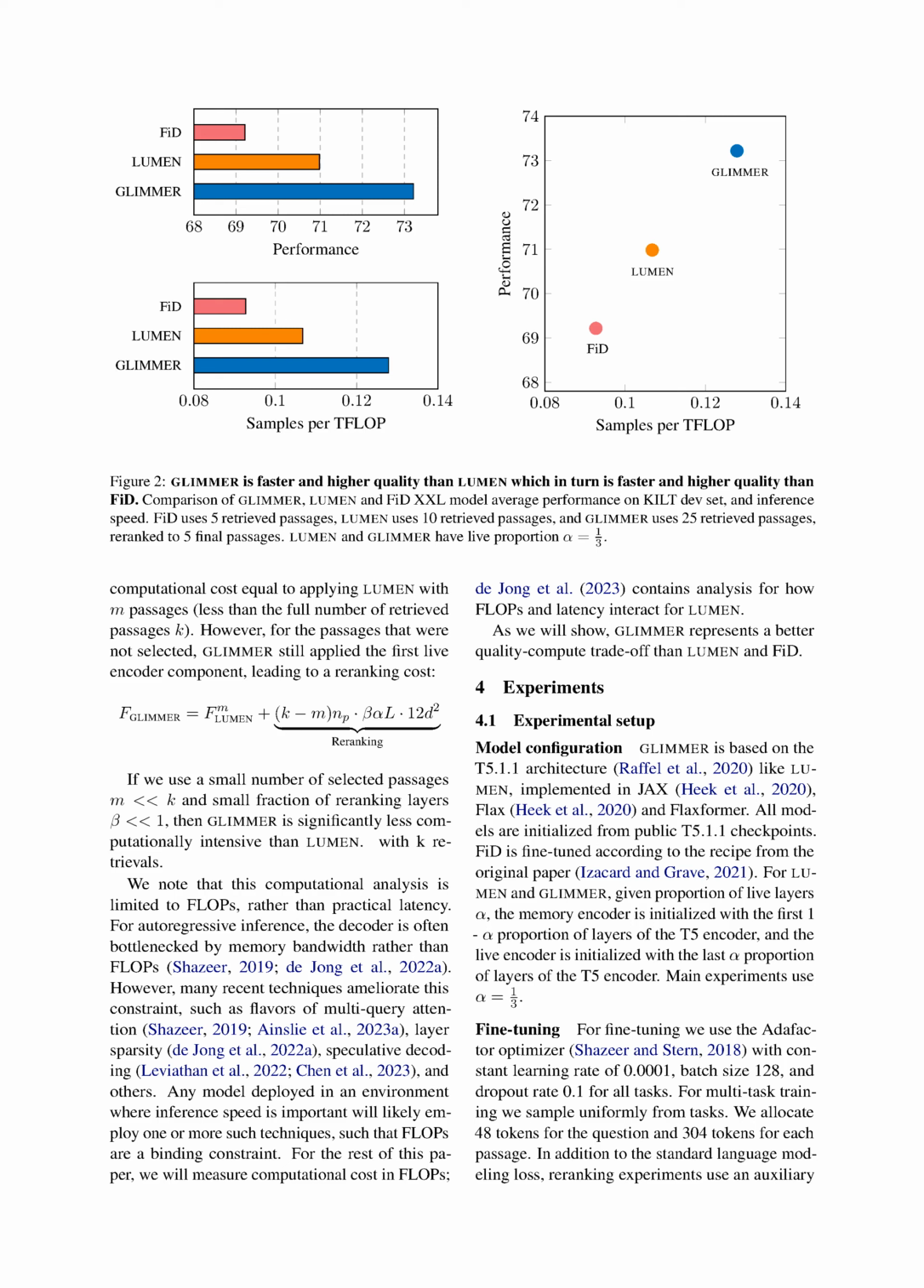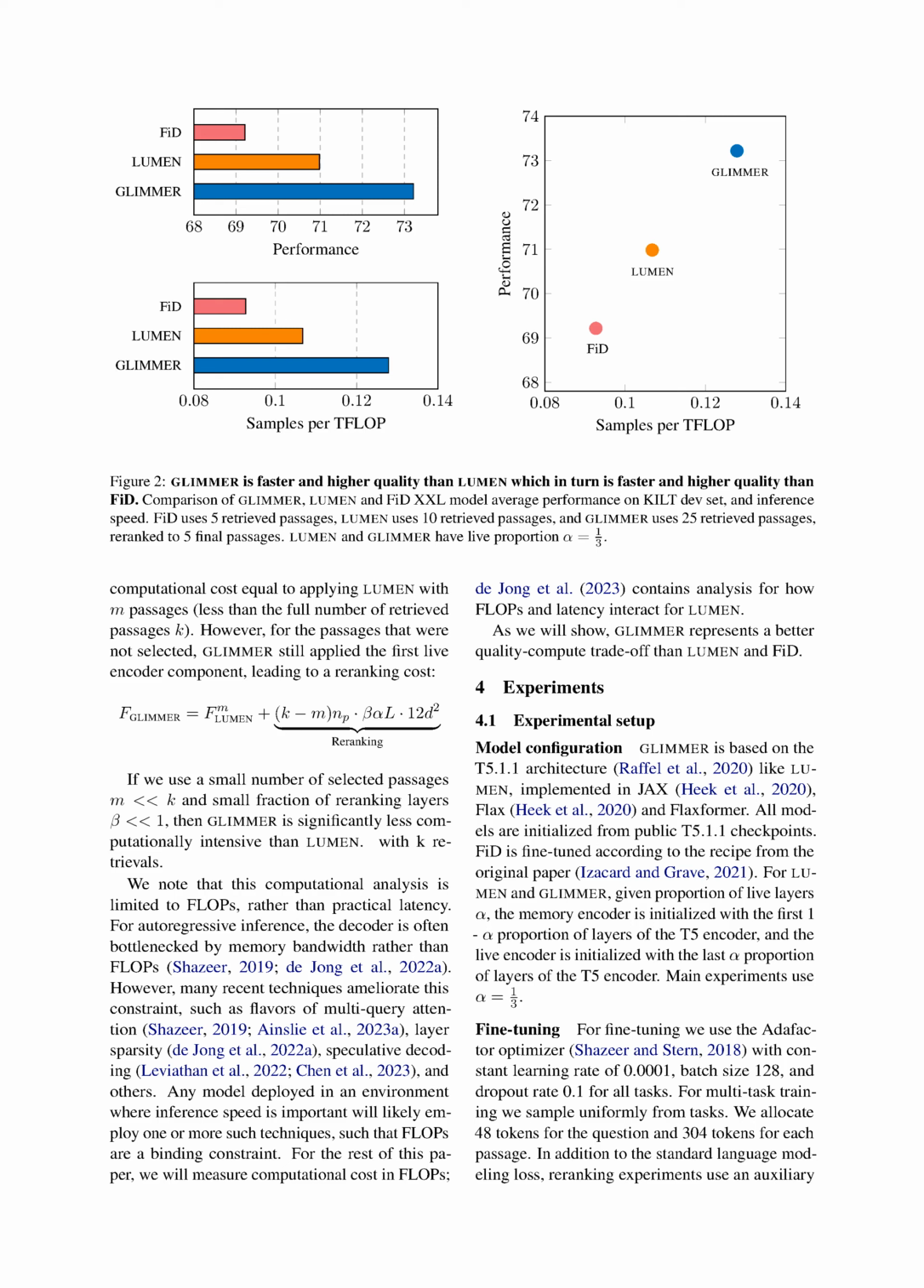If we use a smaller number of selected passages, where M is much less than K, and a smaller fraction of reranking layers, where beta is much less than 1, the Glimmer model can be a lot less computationally demanding than the FID model when dealing with K retrievals. But it's worth noting that our computational analysis here is just taking into account the number of floating point operations, flops. We're not factoring in practical latency, which can often be more impactful. Particularly for autoregressive inference, the decoding process can be slowed down more by memory bandwidth constraints than by flops.